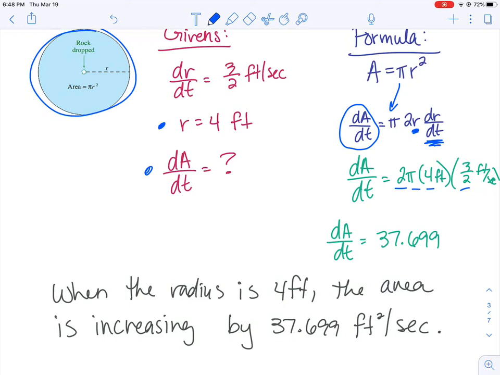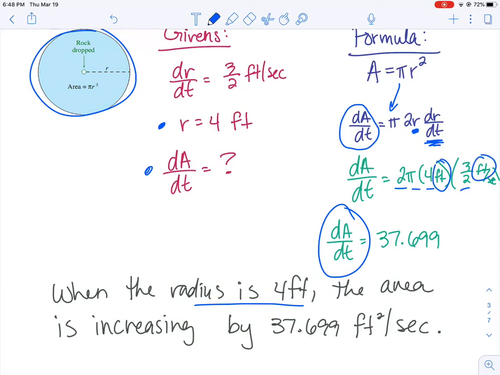So, when is this happening? Well, when the radius is exactly 4 feet, dA dt means the area is increasing. Well, how did I know that the area was increasing at that moment? Well, remember, if your answer is positive, that means you have a positive rate of change, an increase. If it was negative, it would be decreasing. So when the radius is 4 feet, the area is increasing by 37.699 feet squared per second.